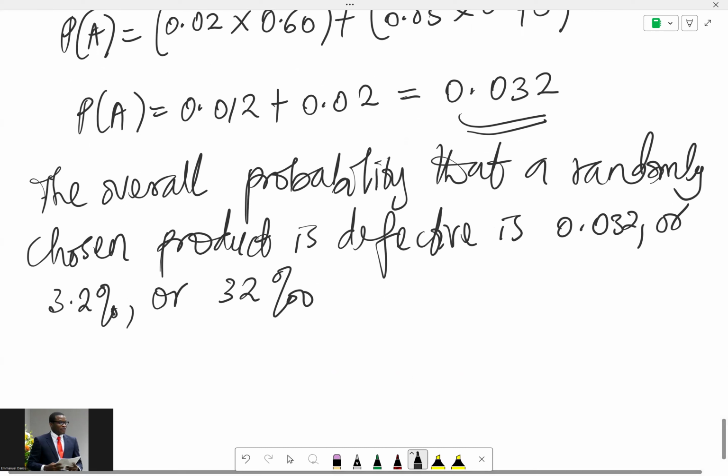So instead of zero, double zeros, you have zero up and double zero down. That's 32 per thousand. So it means 3.2 out of 100 products are defective, or 32 out of 1,000 products are defective. Okay, so that's lovely. The law of total probability taken care of.